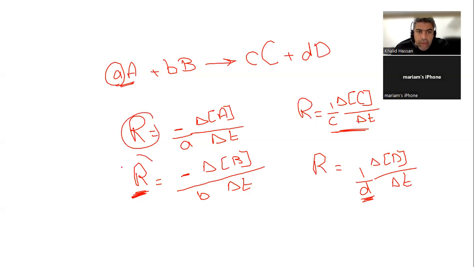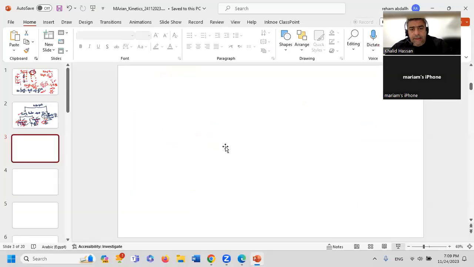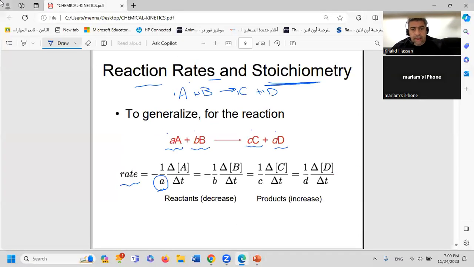Imagine all of them: R equals R equals R equals R. This means minus 1 over a delta A over delta T, minus 1 over b delta B over delta T, and delta C over delta T divided by c, and 1 over d delta D over delta T. The products increase, and the reactants decrease. Thank you very much, and we will continue in the next video for the kinetics. This is the first one. Thank you very much.